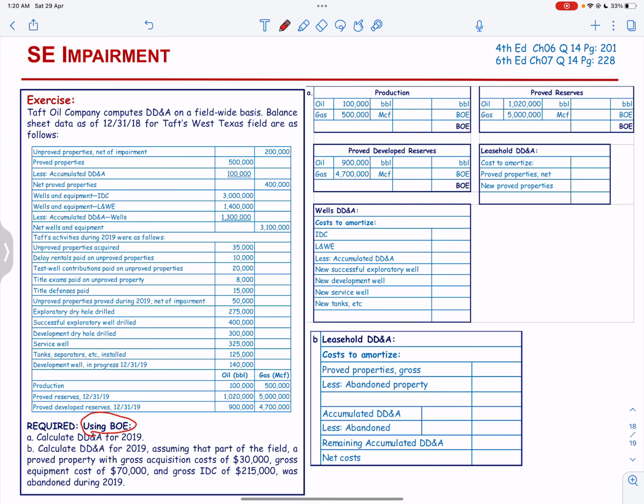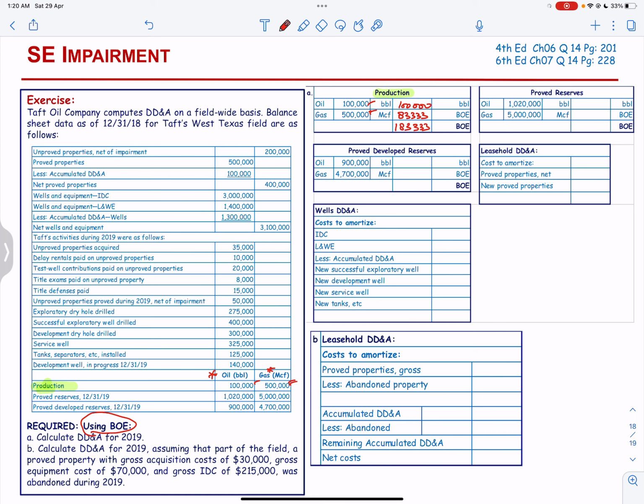And why are we using oil equivalent? Because there is oil and there is gas, both of them are there. We have to calculate DD&A. So let us go for the first part. First is the production, and for production we have the information over here. Oil is 100,000 and gas is 500,000. We have to convert the gas into barrels of oil equivalent. So oil remains the same, 100,000, and for gas this will be divided by 6, so 83,333.